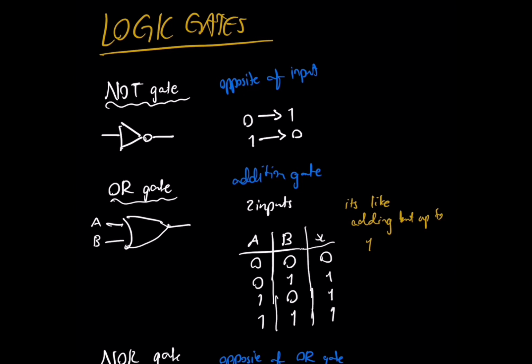So now I'm going to be talking about logic gates. For logic gates, there are basically 3 main gates, which are the NOT gate, the OR gate, and the AND gate, and the others are just a variation of that. Firstly, the NOT gate gives the opposite of the input. So if you input 0, then it will be 1, and if you input 1, then it will be 0.